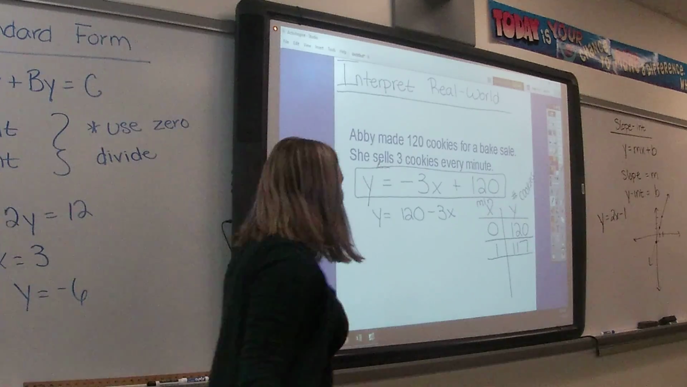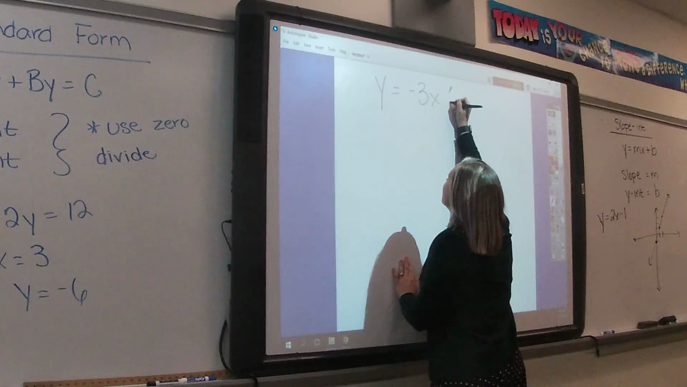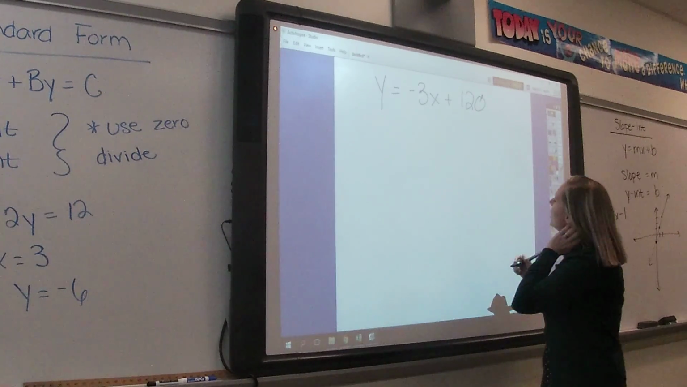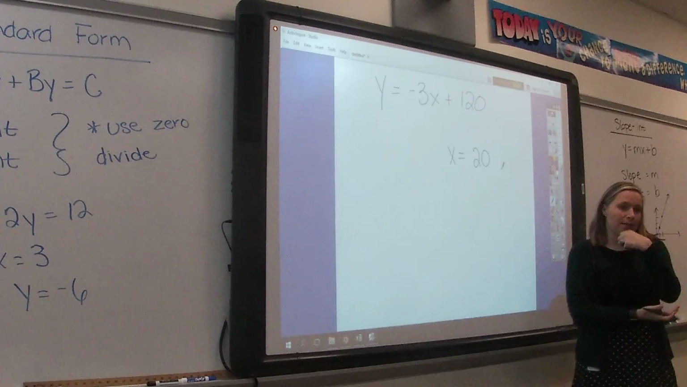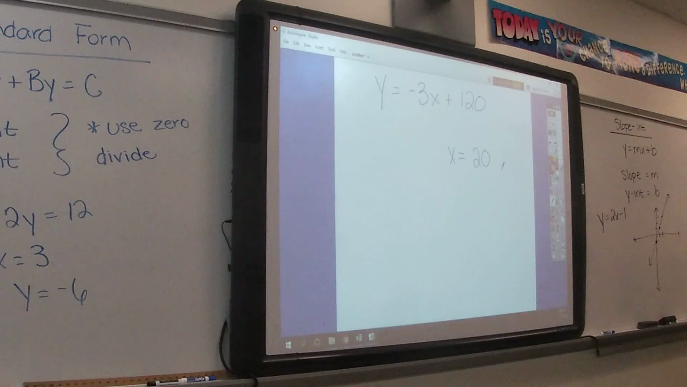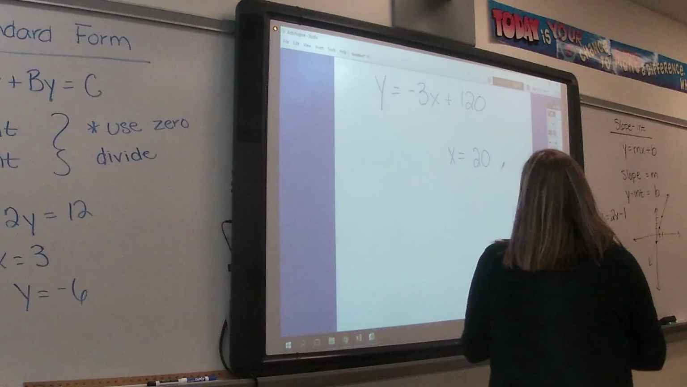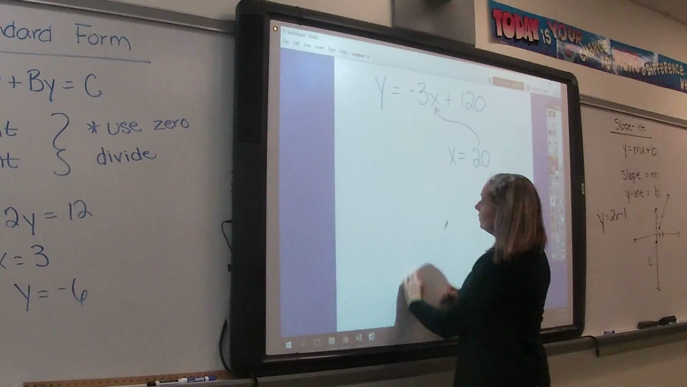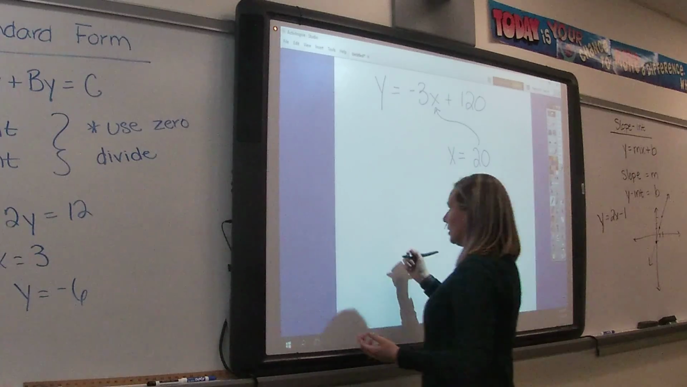So now I have this equation that says y equals negative 3x plus 120, and Abby wants to know how many cookies she'll have after 20 minutes. What should Abby do? She should put 20 in for x. Because after 20 minutes, what variable represents minutes? X. So we would plug this in to calculate how many cookies she had left. Well, that seems way more reasonable.